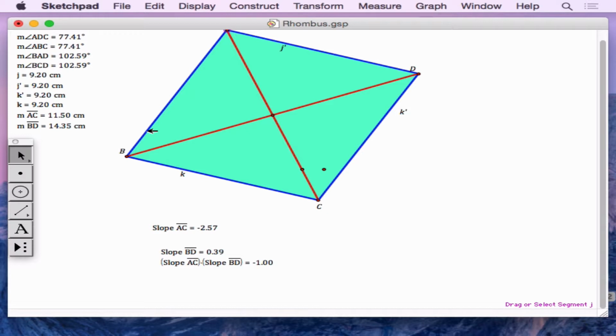I'm sorry, what are they? Isosceles, correct. Okay. Anything else? So there's a lot. Yes? Well, I have a question.